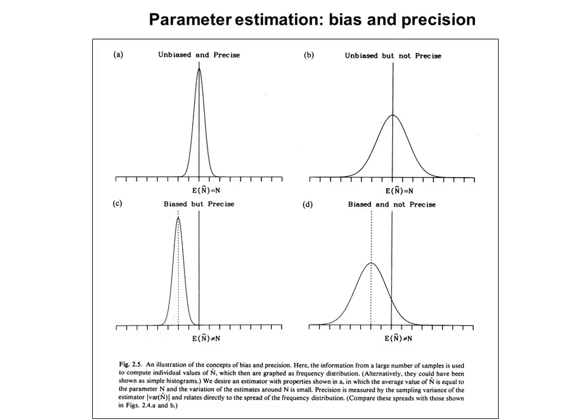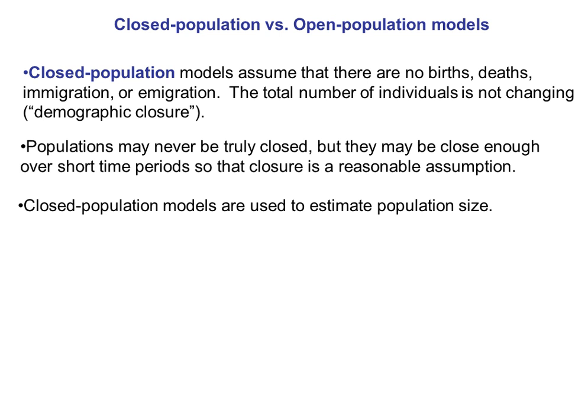Falls under each of these different bias and precision estimations. So there are closed versus open population models. A closed population model assumes there's no births, deaths, emigration, or immigration. The total number of individuals is not changing. Populations may never truly be closed, but they may be close enough over short periods of time that you can use that as an assumption.